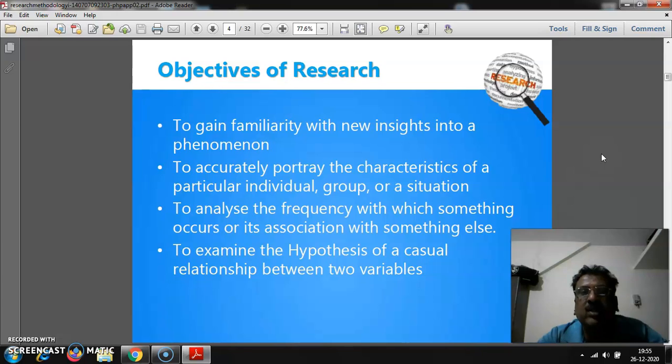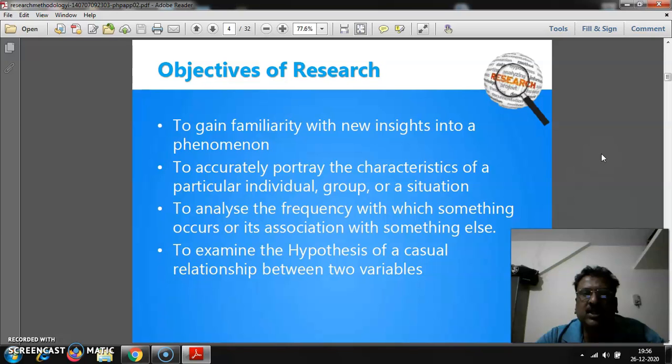Familiarity with new insight into a phenomenon. New insight means throwing light on the particular topic, that is, going inside or into the depth of the concept. To accurately portray the characteristics of a particular individual, group or situation. Individual research, that is, already you have studied in organizational behavior theory how people work as individuals or when they are in a group, how people react in different situations, their personality, perception, job satisfaction, learning. Everything can be studied with the help of research.